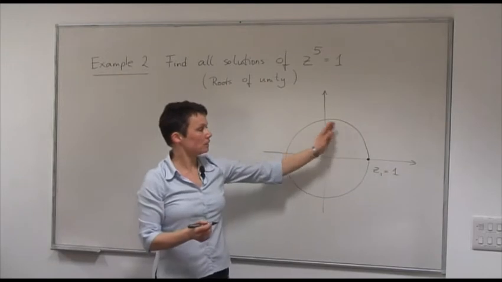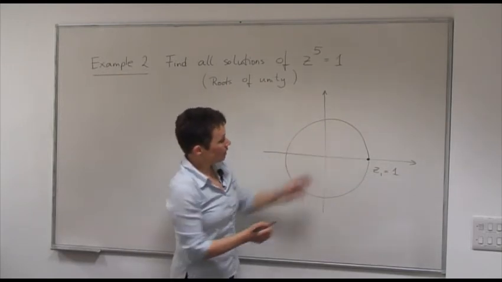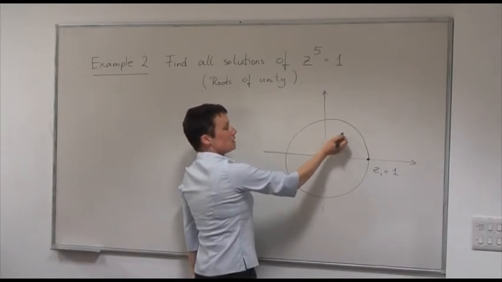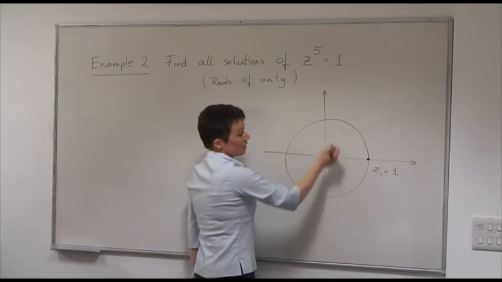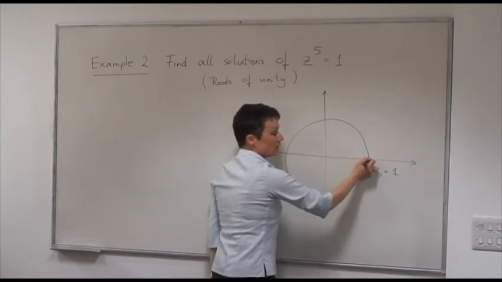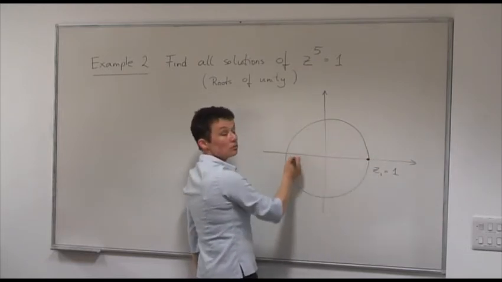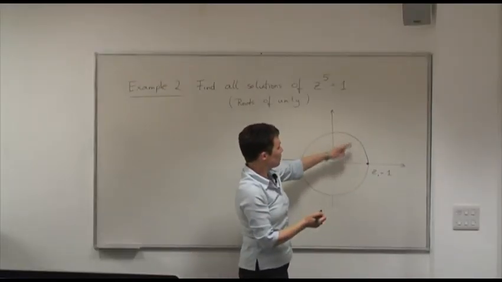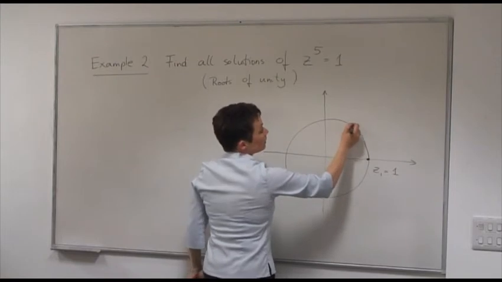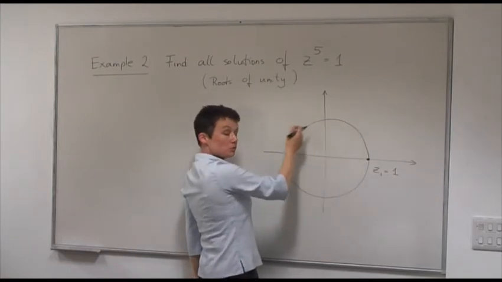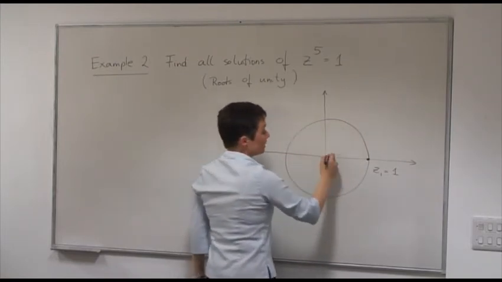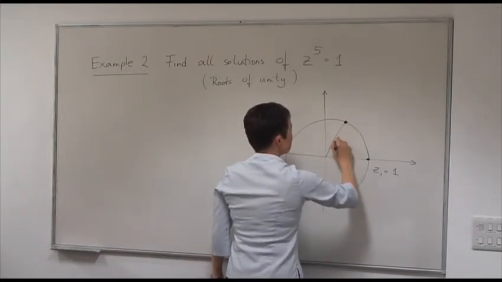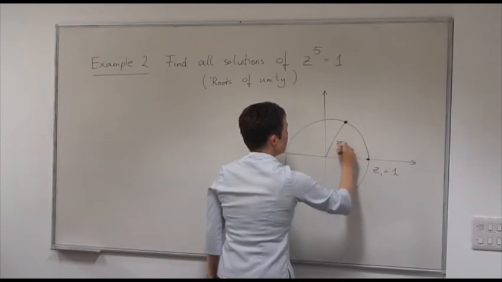Now, at what angle do these solutions have to lie? Well, raising this number to the power 5 means adding the angle on 5 times, and after 5 steps, I need to land at the number 1 here, and I need to have gone once around the circle. So it's quite clear that the number must lie at angle 2 pi over 5, 2 pi being the full circle, and this being divided into 5 pieces. So that's about here. So that's 2 pi over 5.